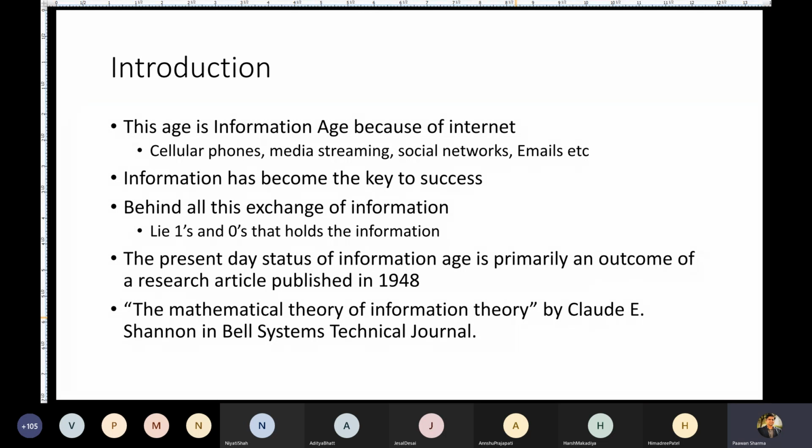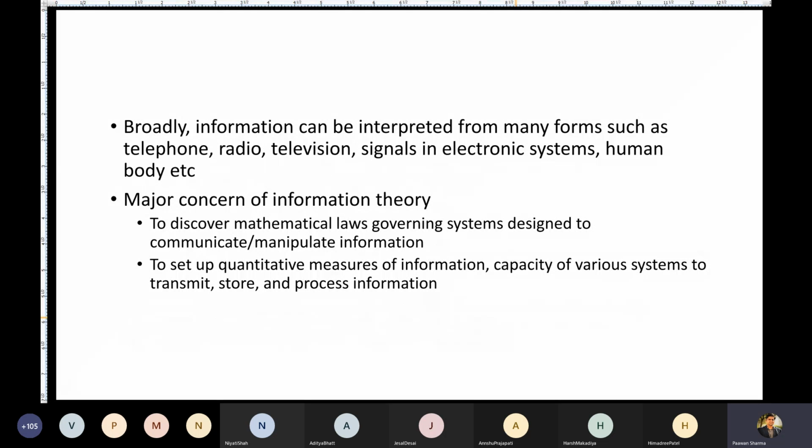Now, when you look at information, it can be from different sources. It can be from telephone, radio, television, etc. I mean, thousands of information sources are there. But collectively, on a broader level, on a bird's eye view, what are the different concerns for information theory with that information available to you? It is to discover mathematical laws which are governing or controlling the system.